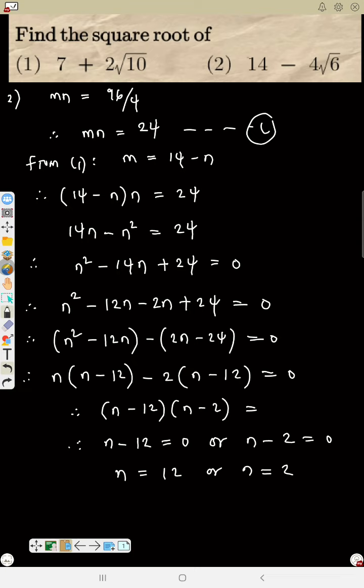So since we know n, we can now find m. From mn is equal to 24, m is equal to 24 divided by n. So now let's substitute.